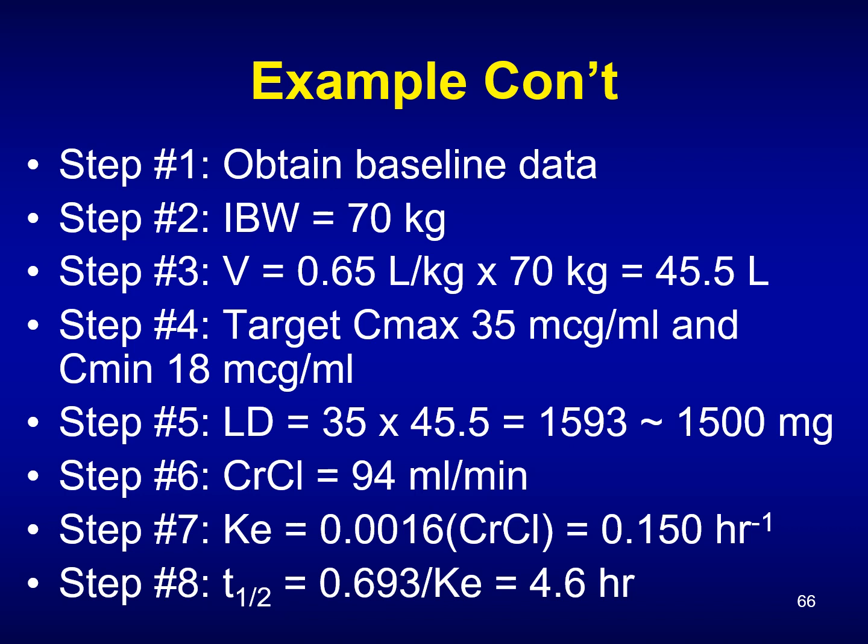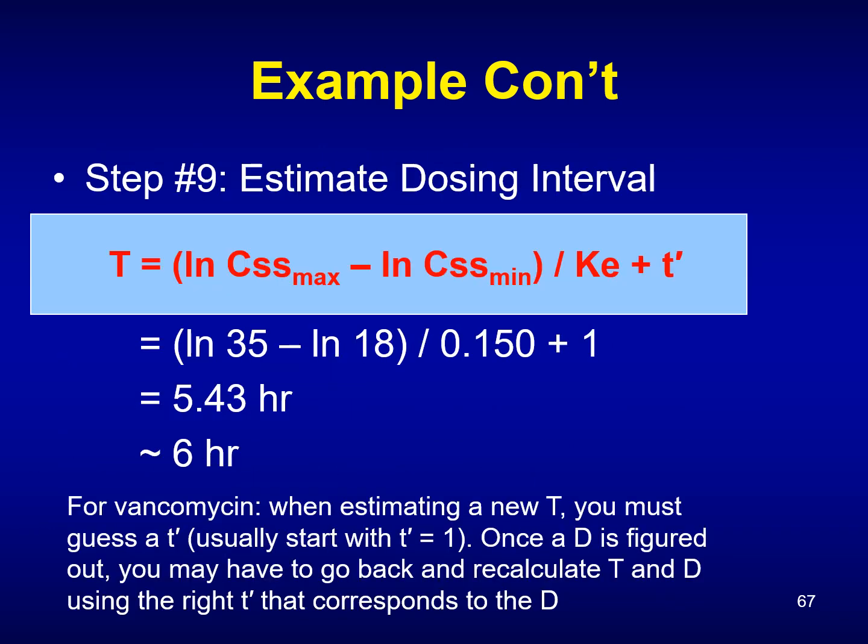Step 5, calculate loading dose. The loading dose is desired Cmax, which is 35, times the estimated V. And so the loading dose is 1593, which we will round to 1500 milligrams. Step 6, calculate creatinine clearance. Step 7, calculate Ke. And step 8, estimate half-life. Step 9 is estimate dosing interval tau. So in this case, we empirically put an infusion time of 1 hour. And our dosing interval comes out to 6.